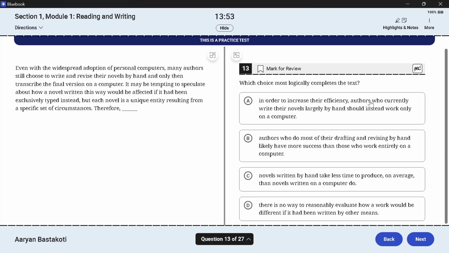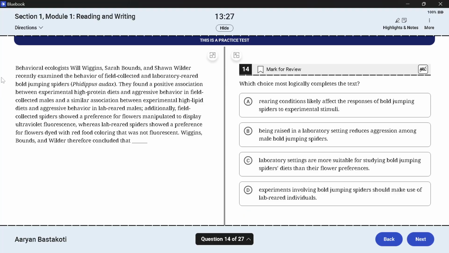In order to increase their efficiency, authors who currently write their novels by hand should instead. The text does not indicate anything about what other authors should do. Authors who do most of their drafting and revising by hand likely have more success. Does not talk about success. Novels written by hand take less time to produce on average than novels typed. Does not matter. There is no way to reasonably evaluate that. Yes, this is what the text is talking about.